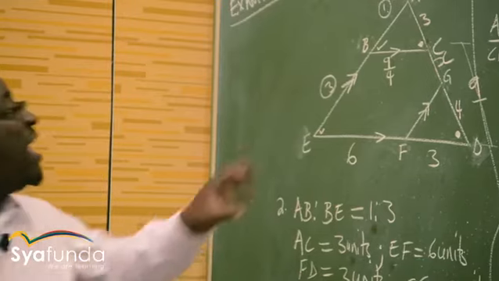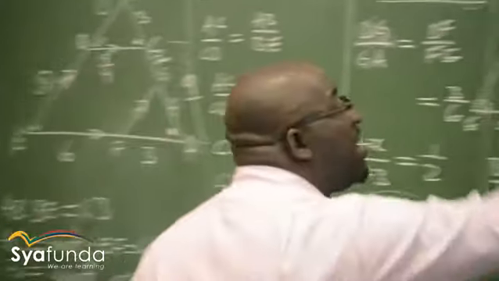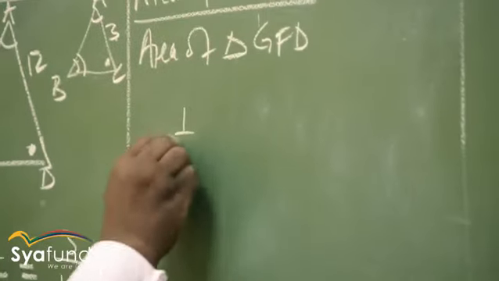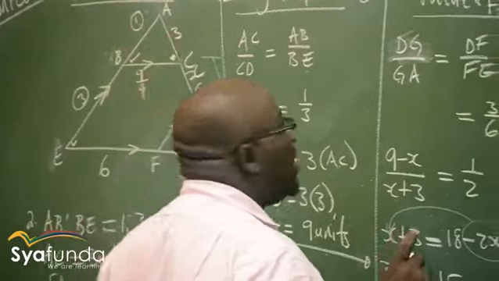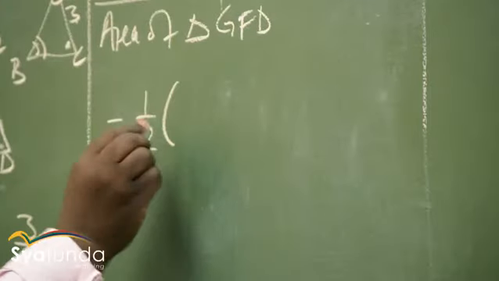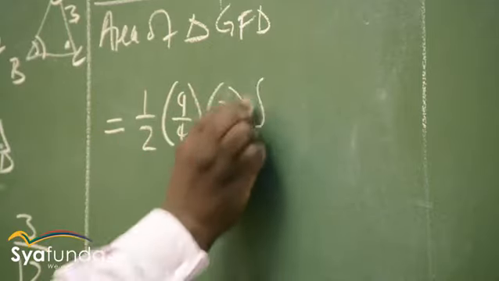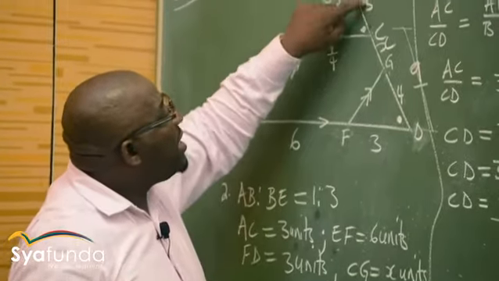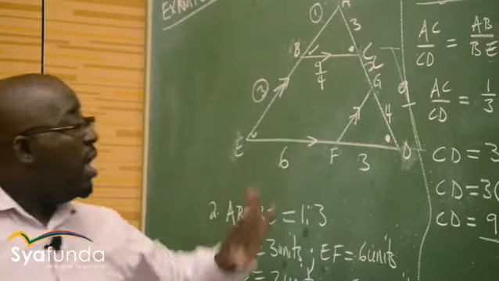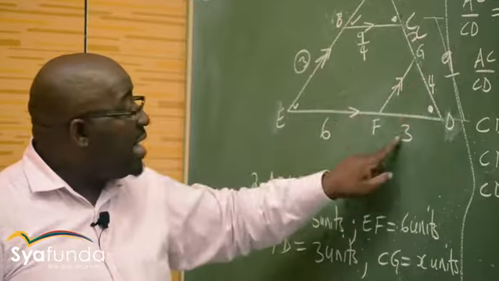Now when we use the area rule, because we want to find the area, the area of triangle ABC will be equal to half of the first one's sides, half of this times this. So it's going to be half of 9 over 4 times 3 sine of angle C. That is the area rule: half of the one side times the other side times sine of this angle. It's the same thing you want to do for GFD. GFD will be half of this side times this side times sine of that angle.